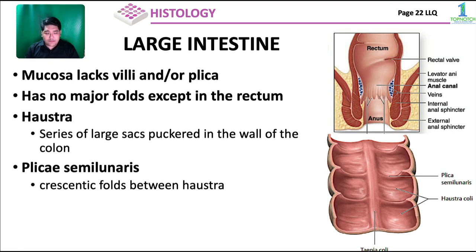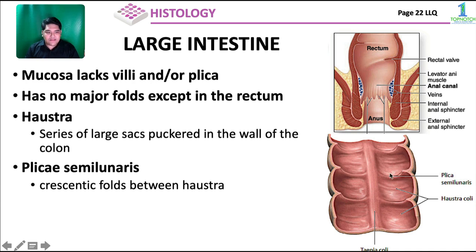Ano yung mga important notes here? Your mucosa in the large intestine lacks villi and plicae circularis. Okay? It has no major folds except in the rectum. Okay? Because in the rectum, you have here rectal valve. And then, it has haustra or haustration. Okay, these are large sacs puckered in the wall of the colon. So these are your haustra, yon, yung mga space na yan.